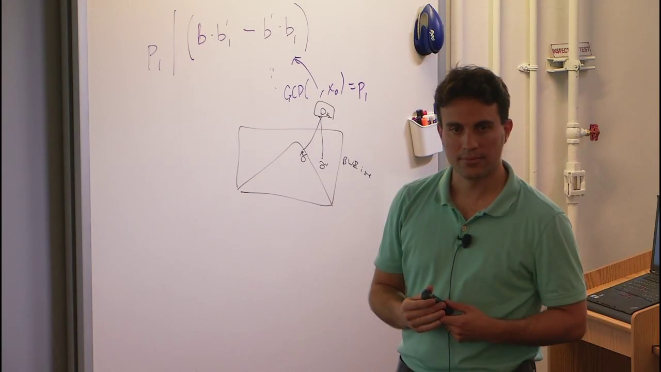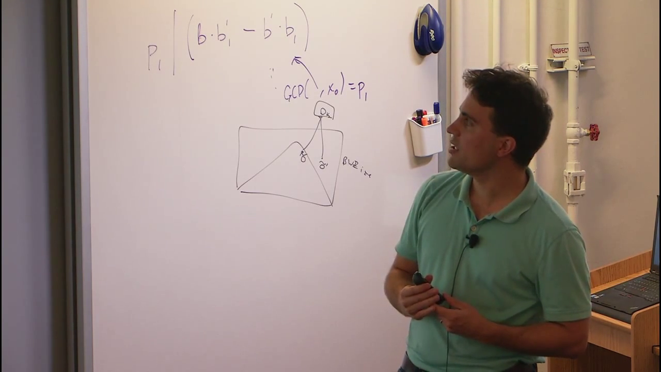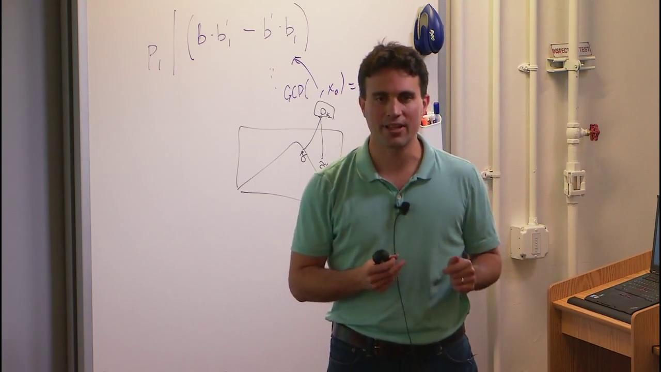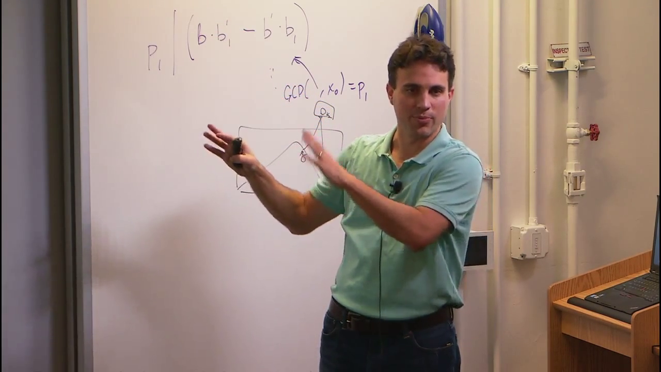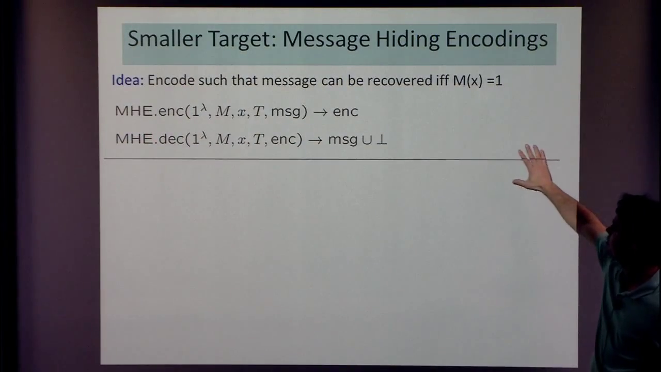indistinguishability obfuscation for Turing machines, or is it completely trivial to see how it should be defined? I'm not going to define it formally in this talk, is the short answer. But I'm going to define this one, and then we'll build up towards it. Okay. Thanks. Good question.